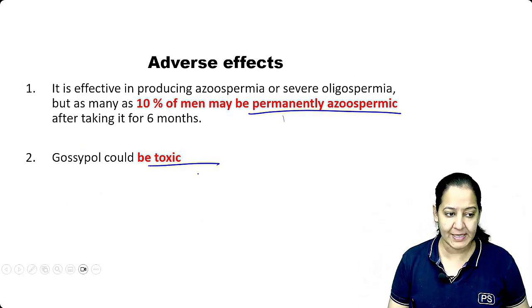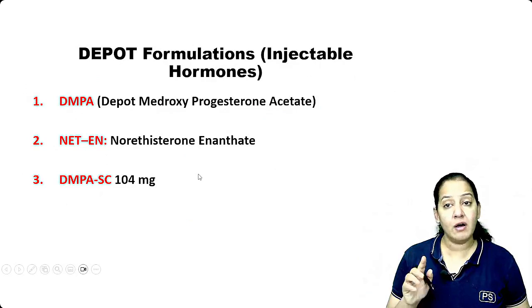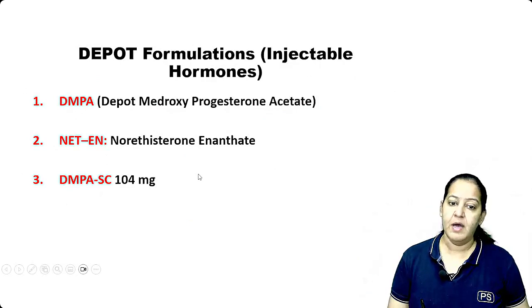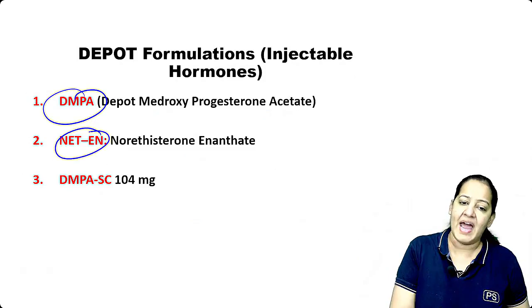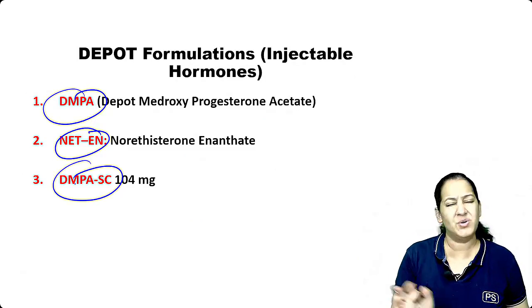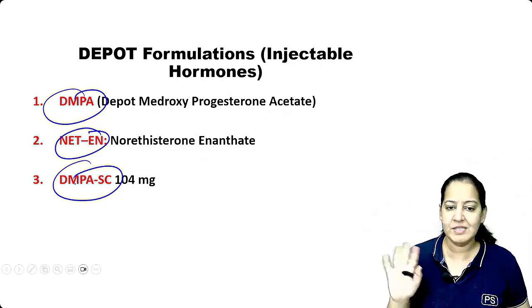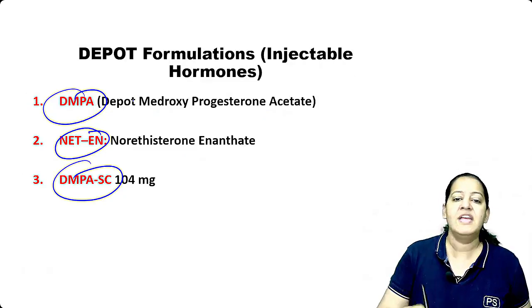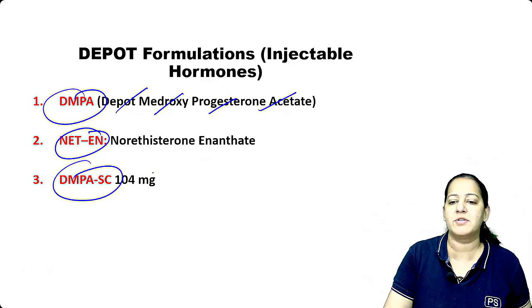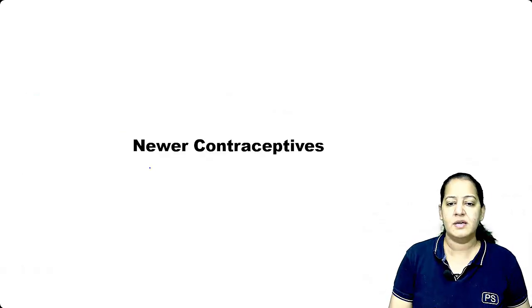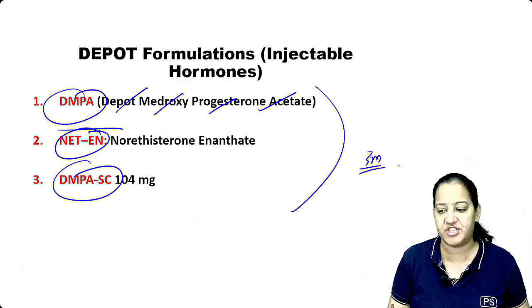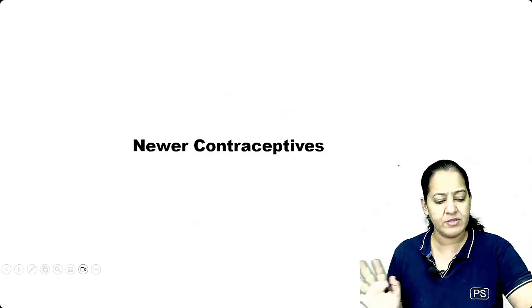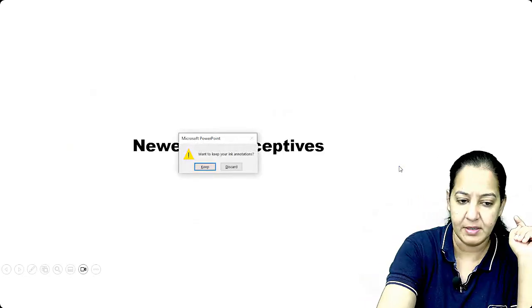Are you people still there? Let me tell you the injectable contraceptives. There are 3 injectable hormonal contraceptives: DMPA, NET-EN, and DMPA subcutaneous. Don't learn, just have a look. Nobody is going to ask you questions from that. DMPA is depot medroxyprogesterone acetate. So these are the injectable ones, and an injection has to be given once every 3 months. That's it. Newer contraceptives, no need to go. That's it, I guess.